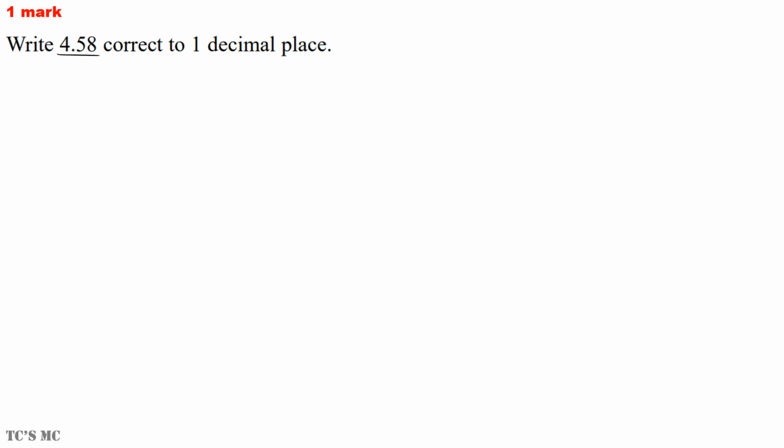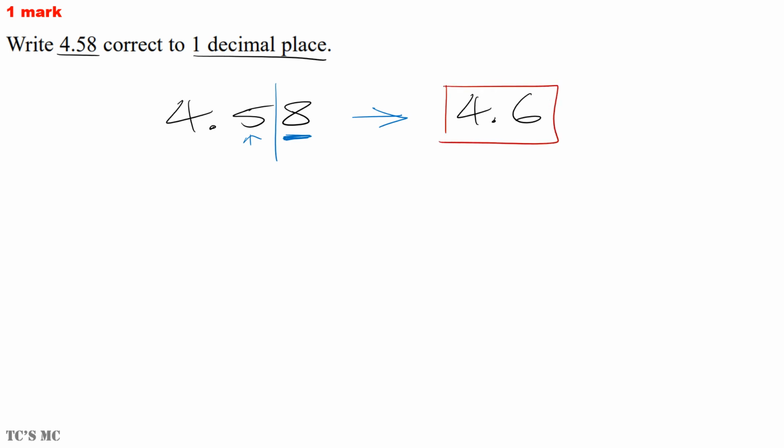Write 4.58 correct to 1 decimal place. There is more than one way to do this question. You can write it out, and then because it says 1 decimal place, find the digit that represents the first decimal digit and draw a wall after it. Now we focus only on the 8, and remember, when it is 5 or more we need to round up, so in our case it would become 4.6. You are only allowed to have 1 digit after the decimal point.